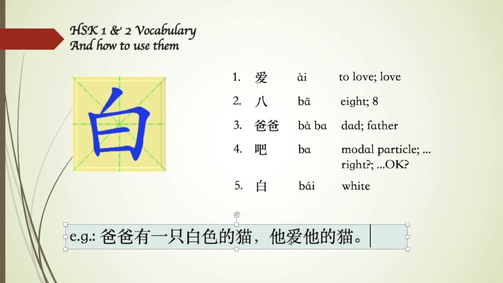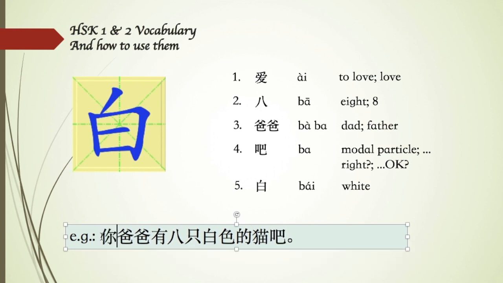Or maybe 爸爸有8只. Your daddy is crazy. Your daddy is a cat person. So 爸爸有8只白色的猫. Or maybe that's an assumption. 你爸爸有8只白色的猫吧? Or maybe 你爸爸爱他的8只白色的猫吧? Now we have 5 words all in one sentence.